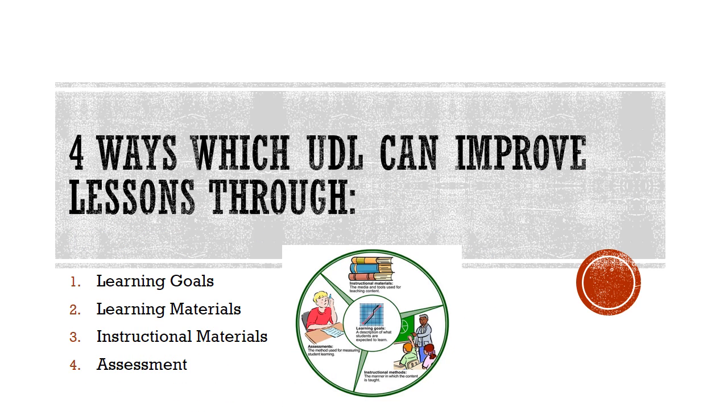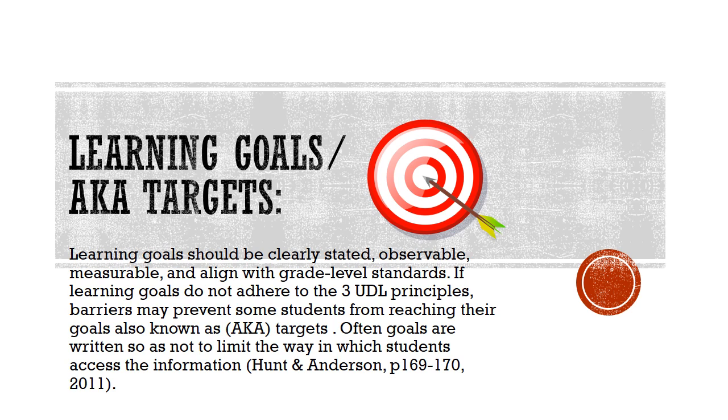Four ways which UDL can improve lessons: learning goals, learning materials, instructional methods, and assessment. Learning goals, also known as targets. Learning goals should be clearly stated, observable, measurable, and aligned with grade level standards. If learning goals do not adhere to the three UDL principles, barriers may prevent some students from reaching their goals, also known as targets.